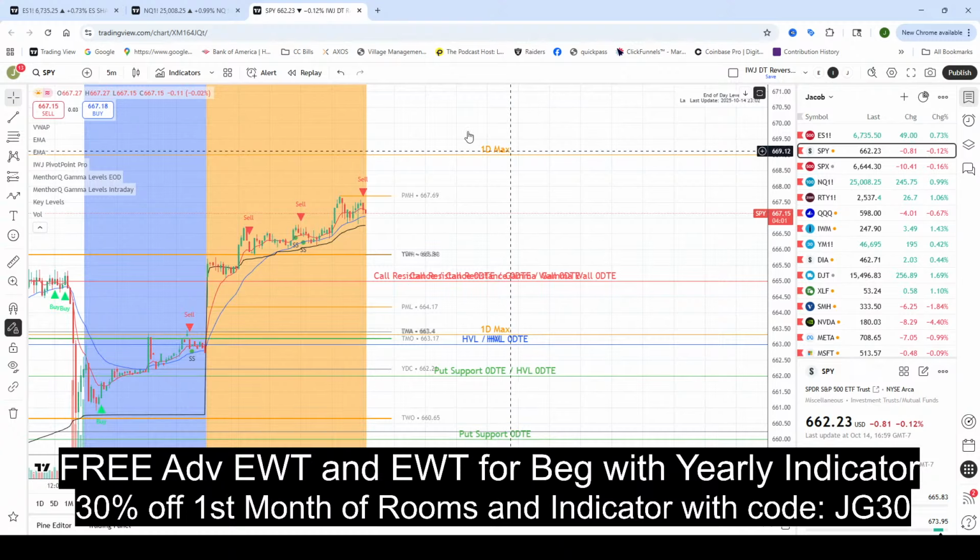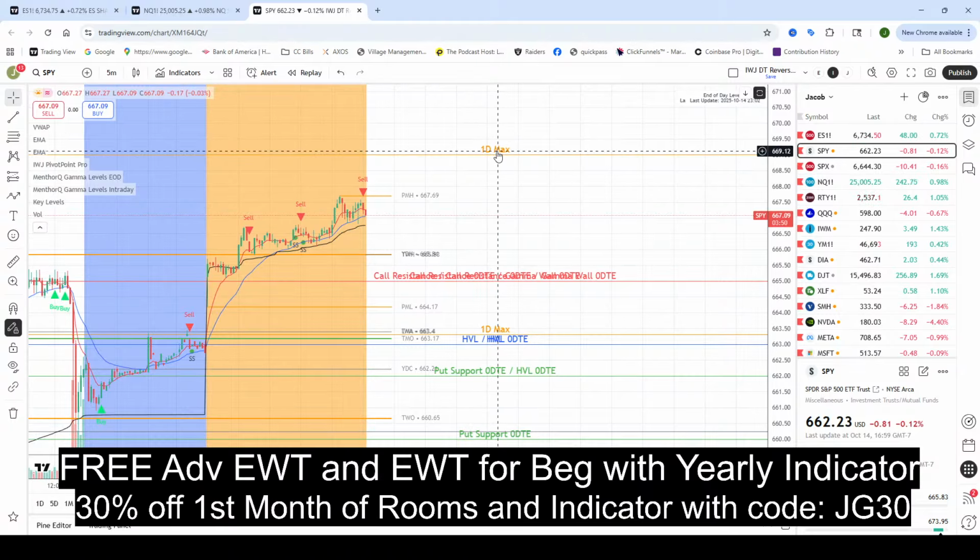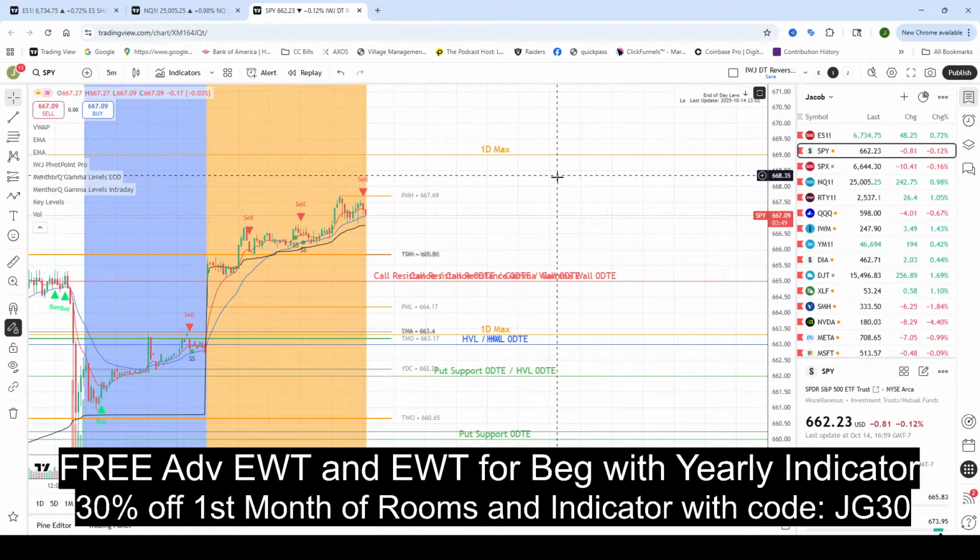So this is the next major level to defend. As you can see, when they got through this 1-day max, they squeezed because the market makers had to cover down here. So they got through, they squeezed. This is the next major target, and it happens to coincide with a major target for us on the ES, which we'll go through in just a minute.